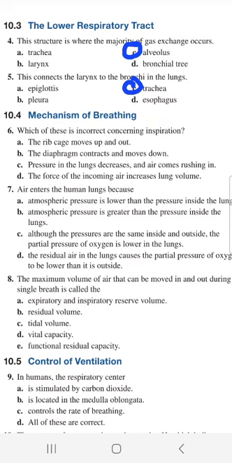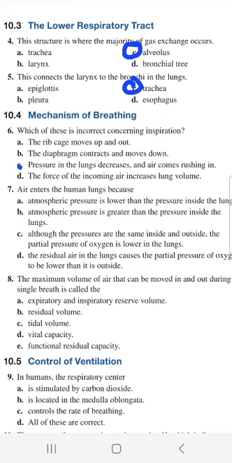Which of these is incorrect concerning inspiration? Inspiration is another name for inhaling, and when we inhale, our diaphragm contracts and moves down, and our rib cage moves out and upward. This is all to increase the volume inside our thoracic cavity. So the pressure decreases and atmospheric pressure is greater, which will cause air to be sucked into the lungs. Pressure in the lungs decreases and air comes rushing in. The force of the incoming air increases lung volume.